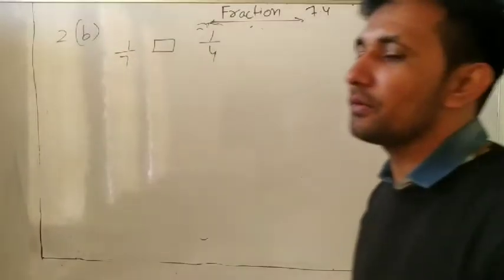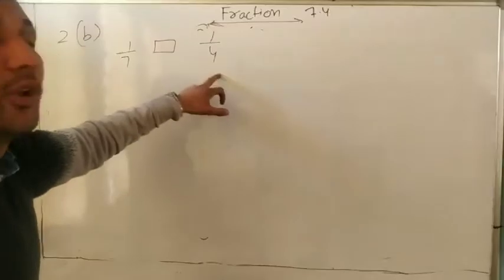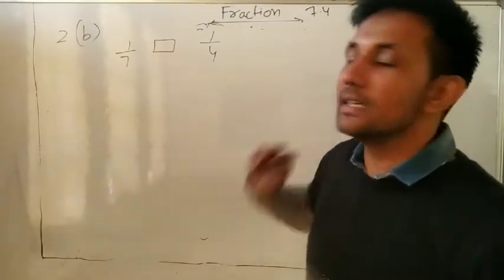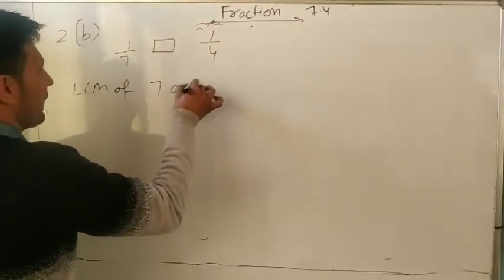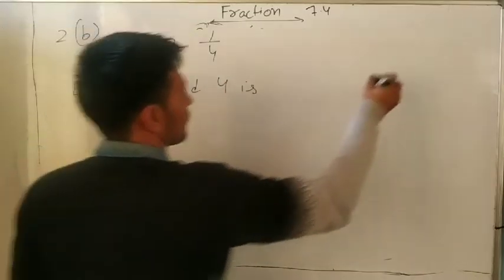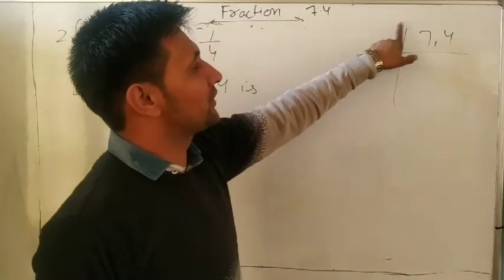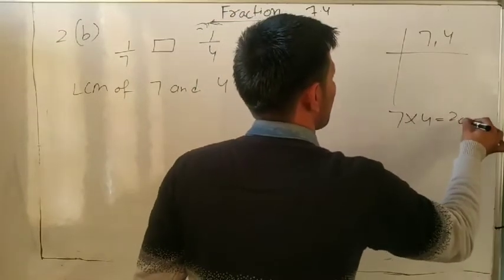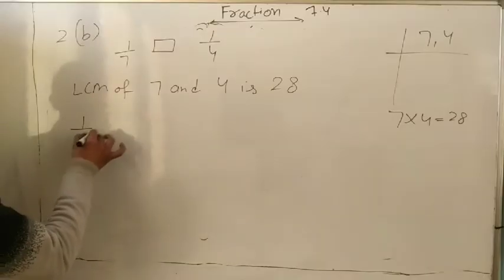So in unlike fractions, what will we make? First we will take the LCM of the denominators, or you can say that we will make the denominators the same. So write: LCM of 7 and 4. Do you know any prime number which can divide both numbers? No. So directly you can multiply 7 into 4, which is 28. So the LCM is 28.